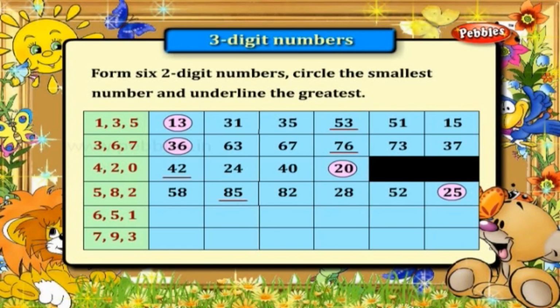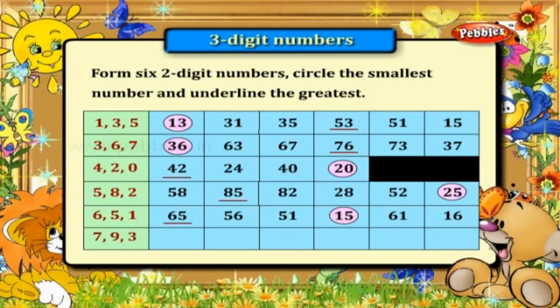From 6, 5 and 1, we get 65, 56, 51, 15, 61 and 16. Here 15 is the smallest number and 65 is the greatest.